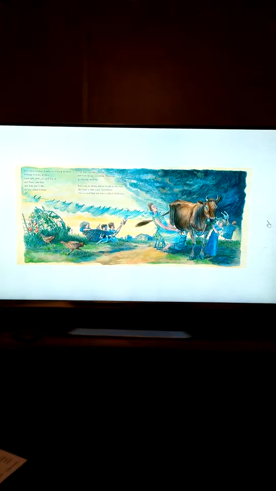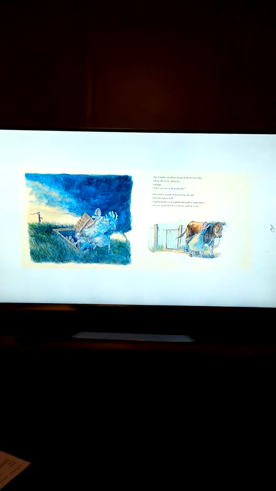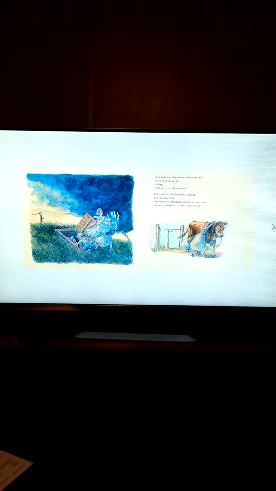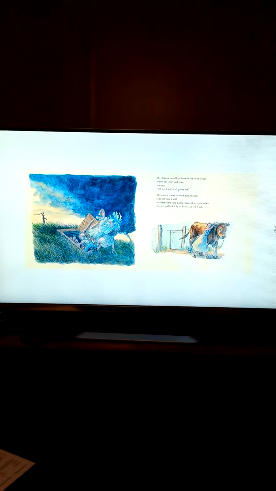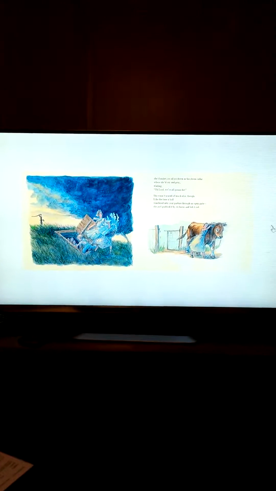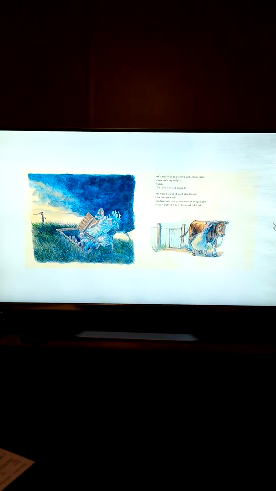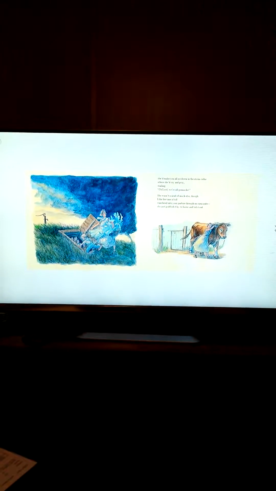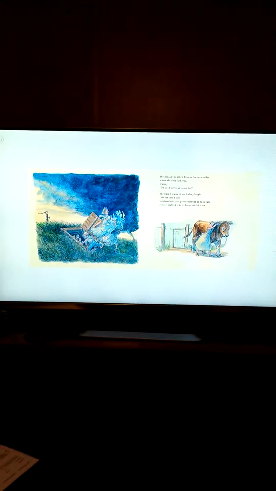You said that she was so afraid of storms. She'd make you all go down in the storm cellar where she'd cry and pray, wailing, "Oh, Lord, we're all gonna die." She wasn't scared of much else, though. Like the time a bull wandered into your pasture through an open gate, she just grabbed it by its horns and let it out.